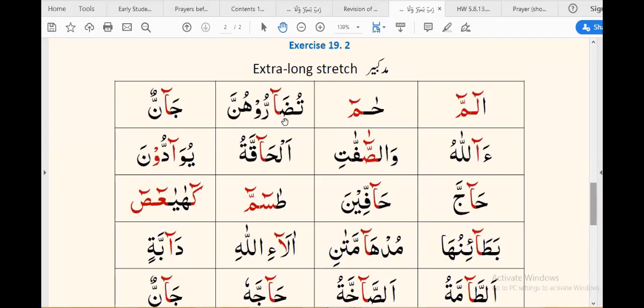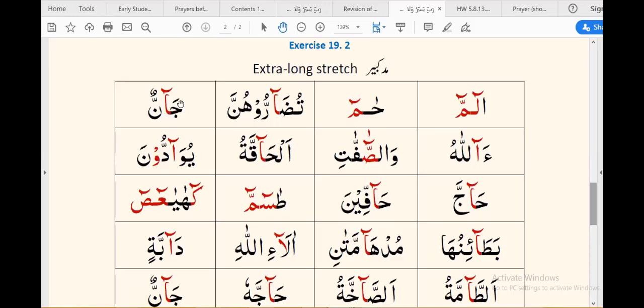Daru. Daru. Well done. And then hunna. Hunna. Well done. Tudaru hunna. Tudaruhunna. Excellent. Well done. That was really nicely read. Let's do the next example now.